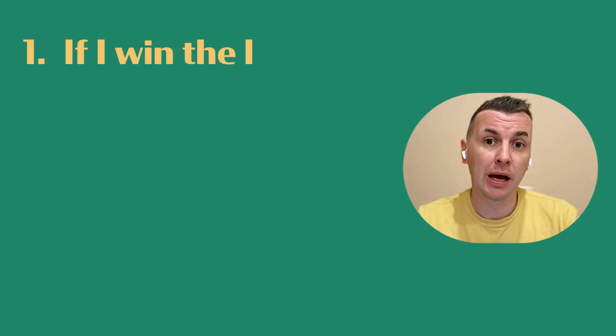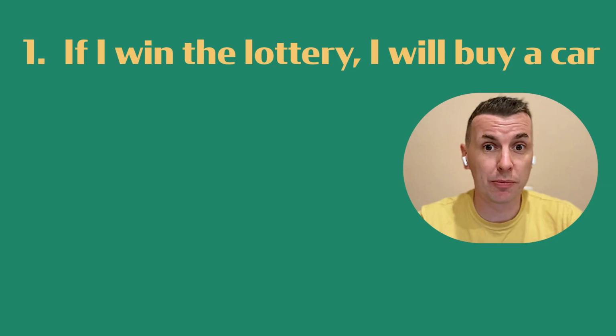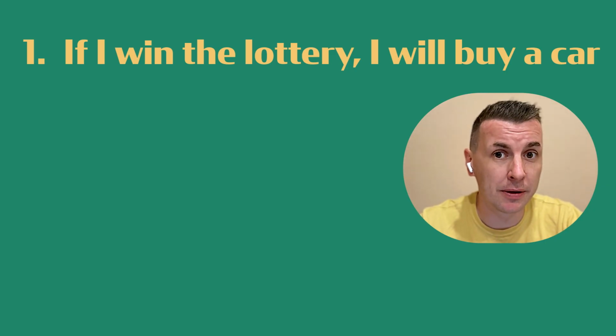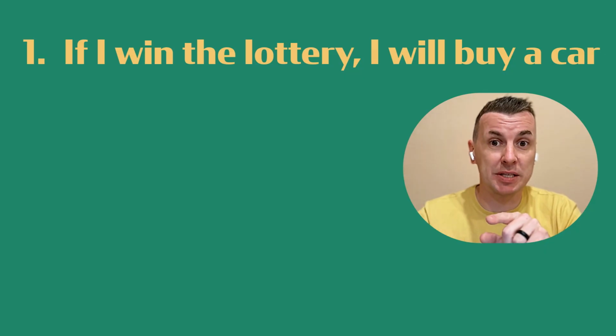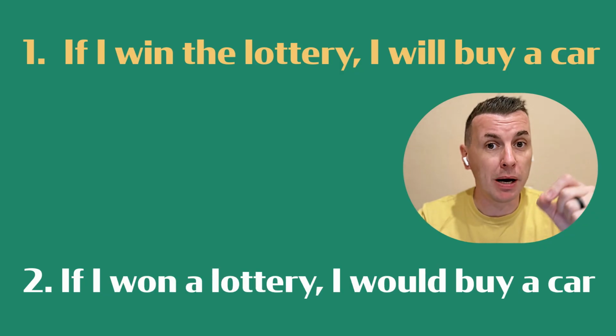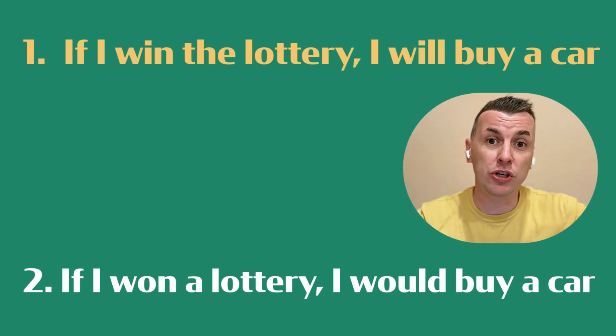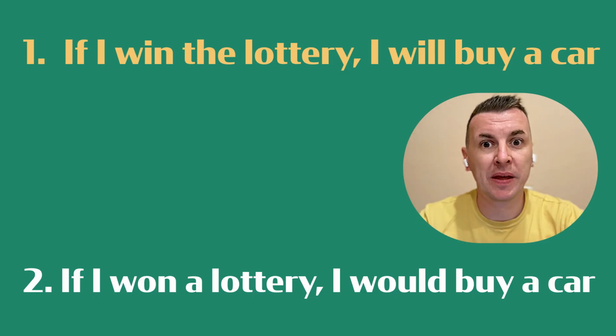Alrighty then, let's remember the example we used when we talked about conditional one. If I win the lottery, I will buy a car. How are we going to change it into the past? Take a look and tell me. If I, past simple, won a lottery, comma, I, we change will into would, buy a car. I would buy a car.